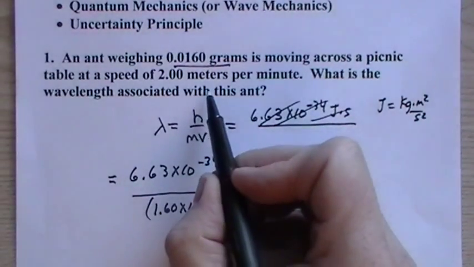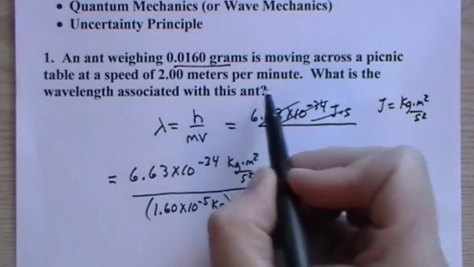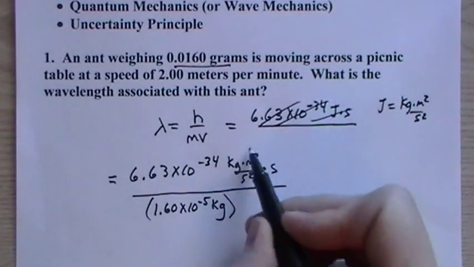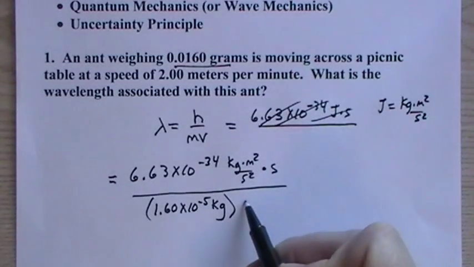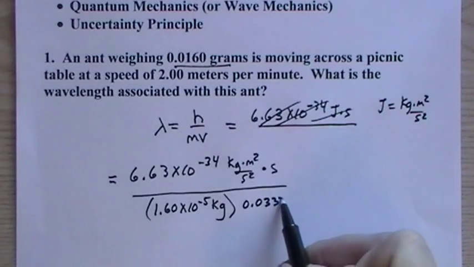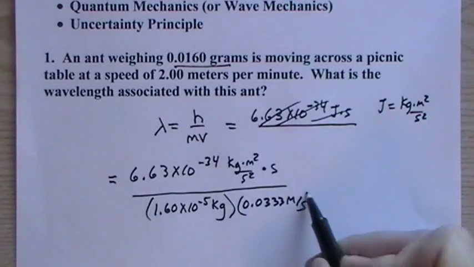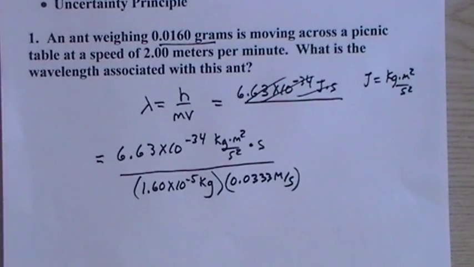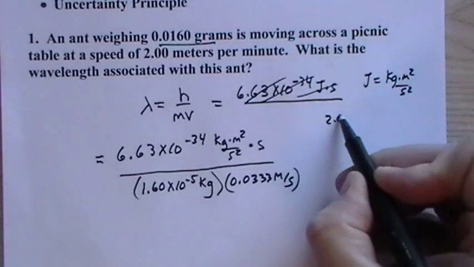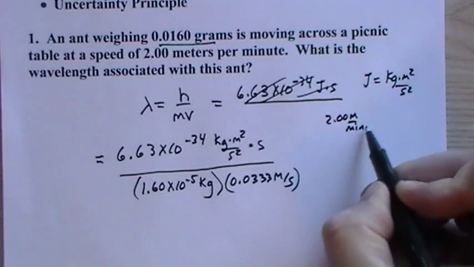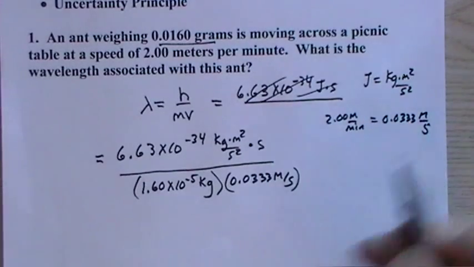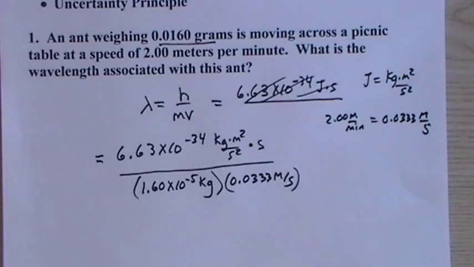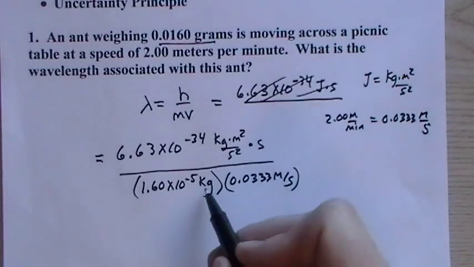Now, our speed is 2 meters per minute, but you can see there's no minutes in here, so it must be meters per second. So 2 meters per minute can be converted to 0.0333 meters per second. So you just take 2 divided by 60. I'm just going to double check. Yeah, now we have everything the way we need it.